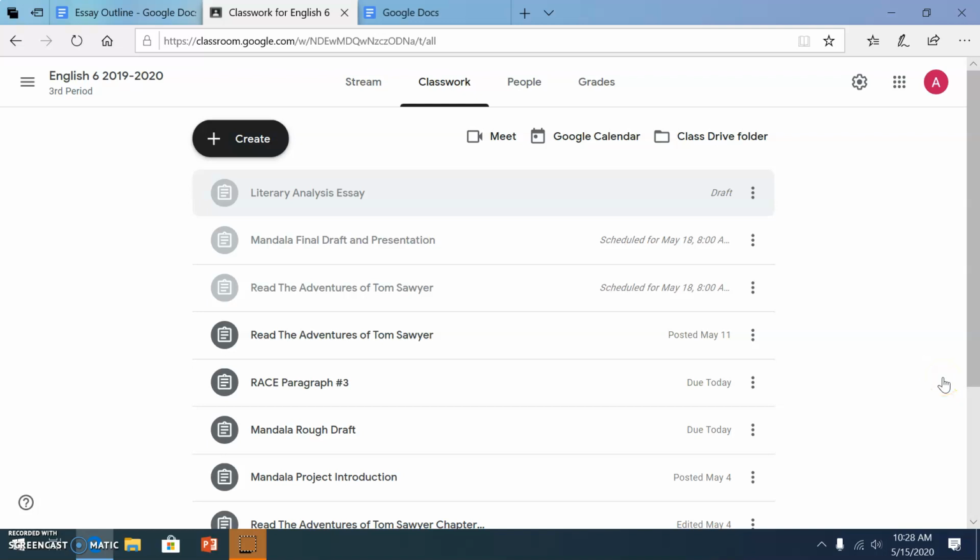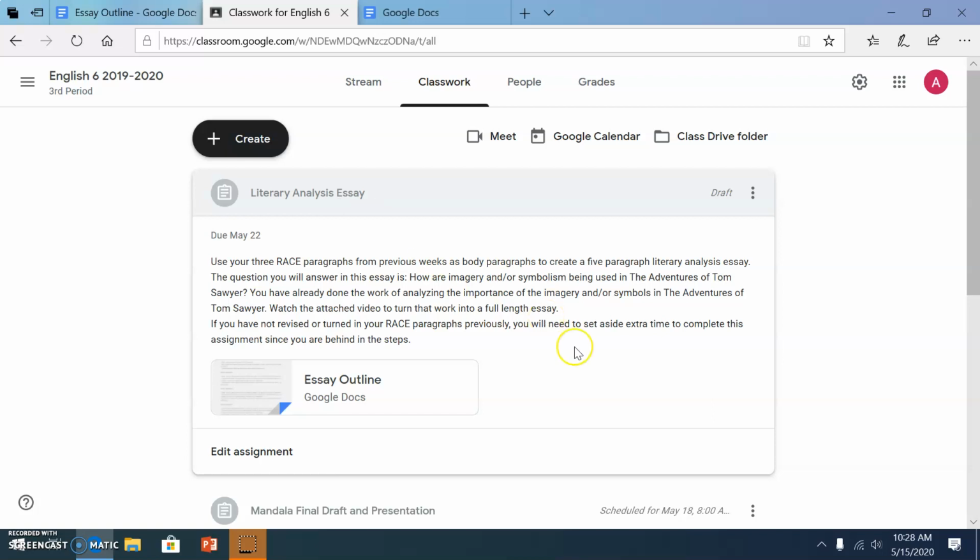Hey everyone, let's talk about the literary analysis essay. So right here I'm looking at your list of assignments. I'm going to click on the literary analysis essay and we're going to go through the instructions for just a minute. So for this week what I'd like you to do is take your 3 race paragraphs that you've written over the past 3 weeks and use them as body paragraphs to create a 5-paragraph literary analysis essay.